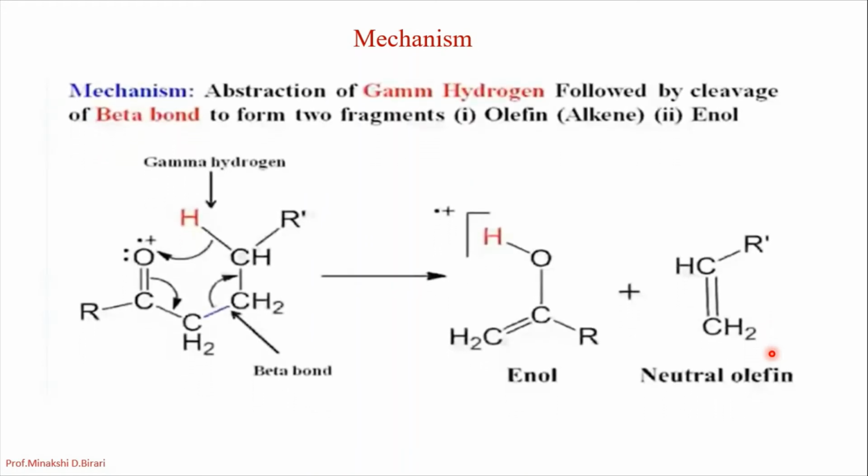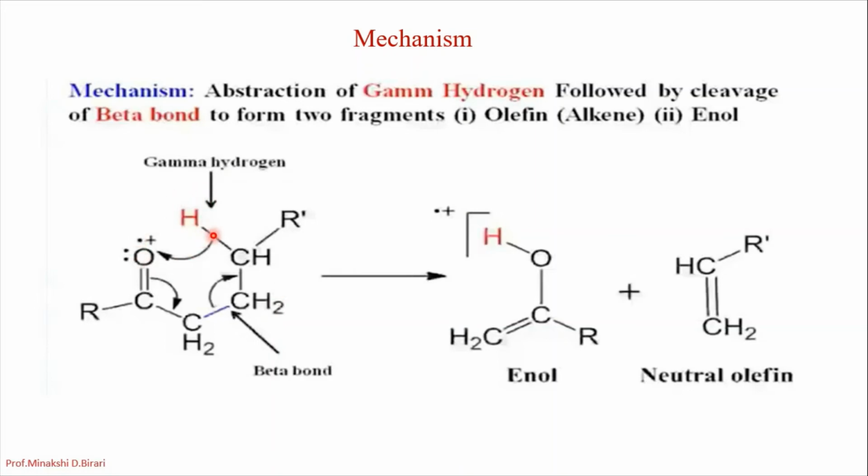We can summarize this mechanism. In McLafferty rearrangement, there is abstraction of a gamma hydrogen followed by cleavage of the beta bond to form two fragments. The first is an olefin, a neutral alkene, and the second fragment is the enol. So an enol radical cation is formed, and one neutral molecule is also formed during the McLafferty rearrangement. Cleavage of the beta bond and abstraction of gamma hydrogen.